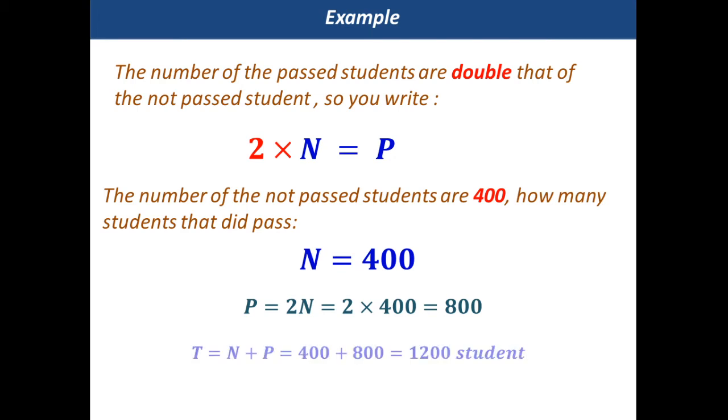Okay? And if you want to find the total number of the school, the total number of students will be the ones who are not passed plus the ones who are passed, and it will give you 1,200 students. So the total number of students in the school is 1,200. They consist of two groups: a group of not passed, which is 400, which I gave you, and the ones who are passed, which are 800, and you find it out from this equation.